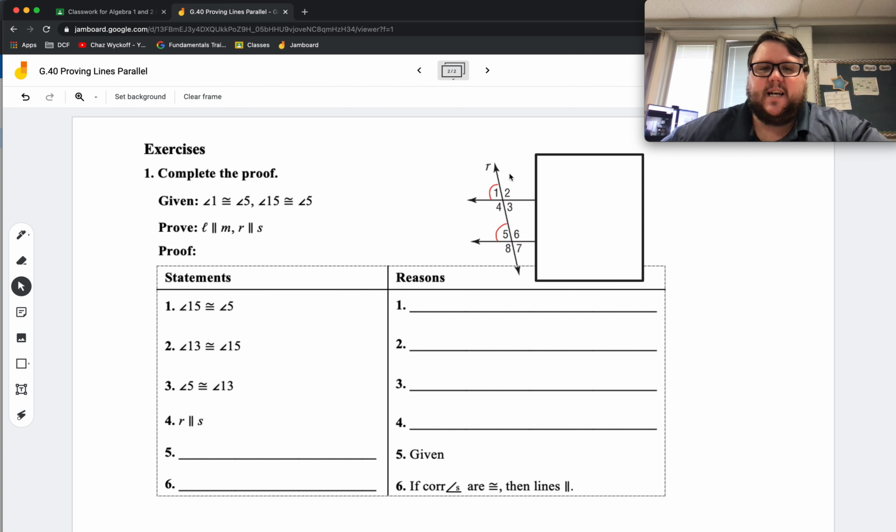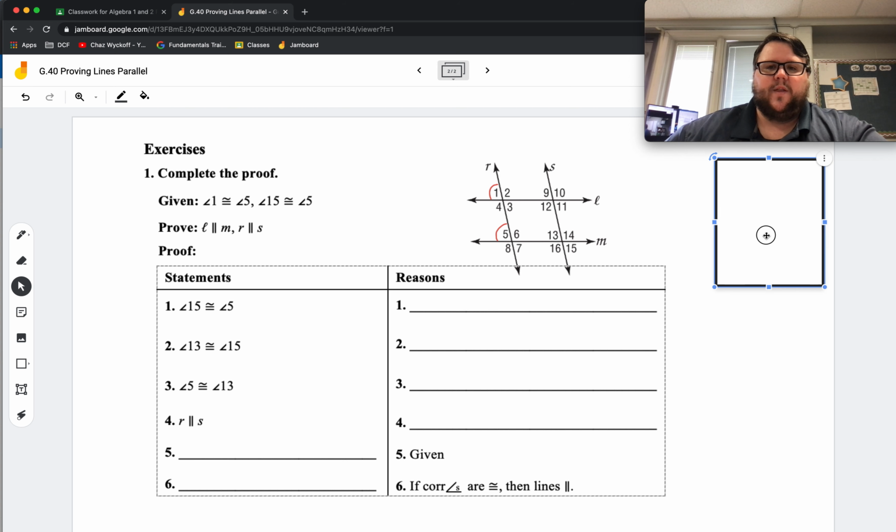As we learned previously, if corresponding angles are congruent, then the lines that are cut by the transversal have to be parallel. That's the only way that can happen. So angle 1 and angle 5 are congruent. They're corresponding angles, so they have to be congruent. That's one thing they give us.